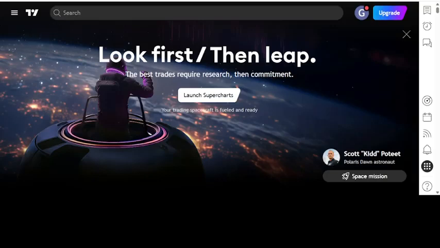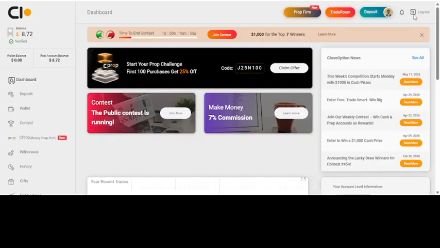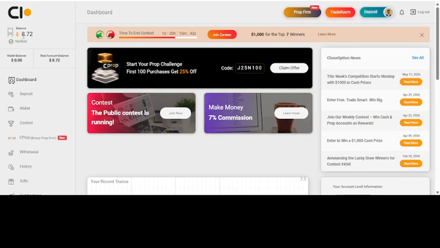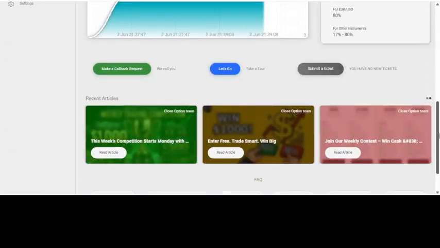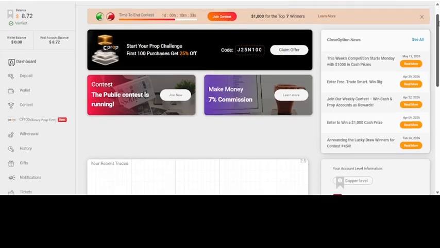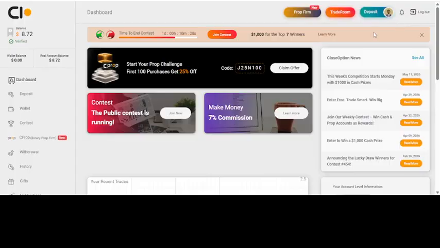So first of all, let's go to Close Option here. I'm inside my account, so if we click on dashboard, this is the dashboard of the Close Option trading platform here. I'm logged in, as I said. I have a couple of dollars in my balance here, but I won't be trading with the balance money. I'm going to be testing this strategy. Like I said, I just learned about this strategy from a previous video.